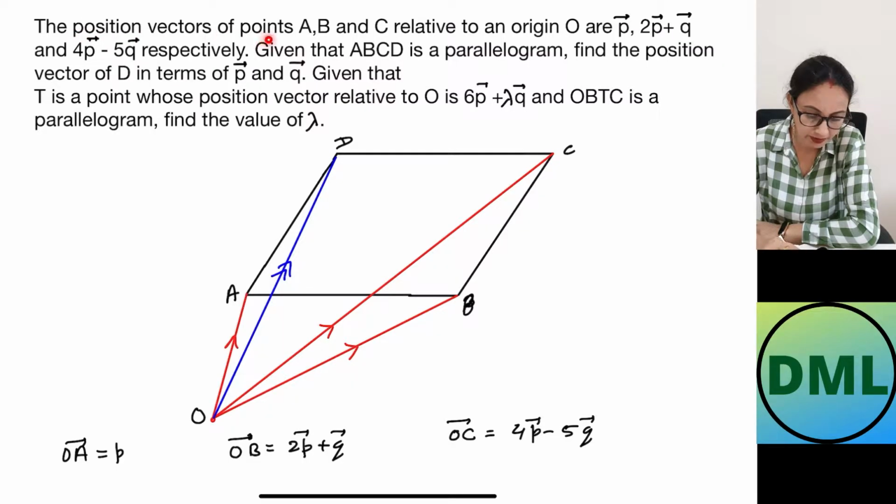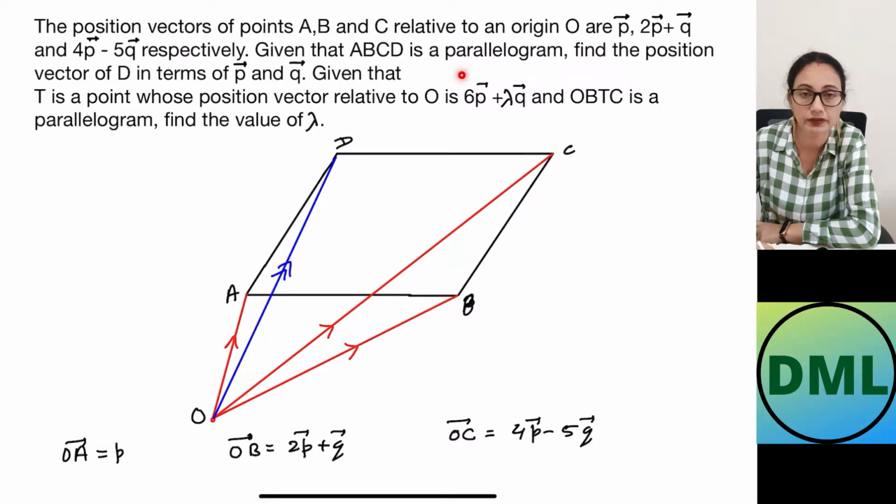The position vectors of points A, B and C relative to an origin O are vector P, 2P plus Q vector and 4P minus 5Q vector respectively. Given that ABCD is a parallelogram, find the position vector of D in terms of P and Q. Given that T is the point whose position vector relative to O is 6P minus lambda Q and OBTC is a parallelogram, find the value of lambda.